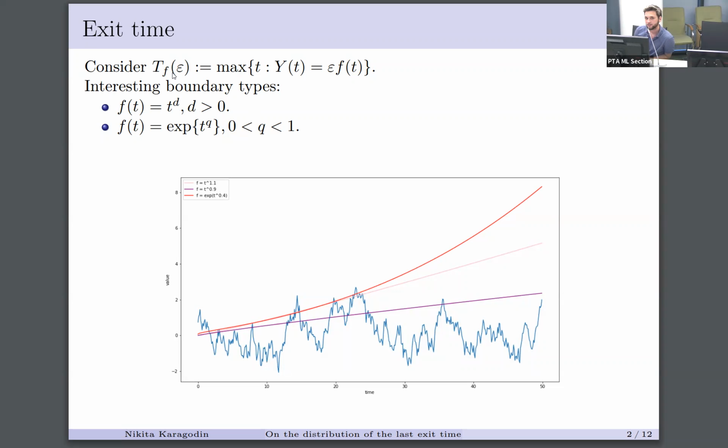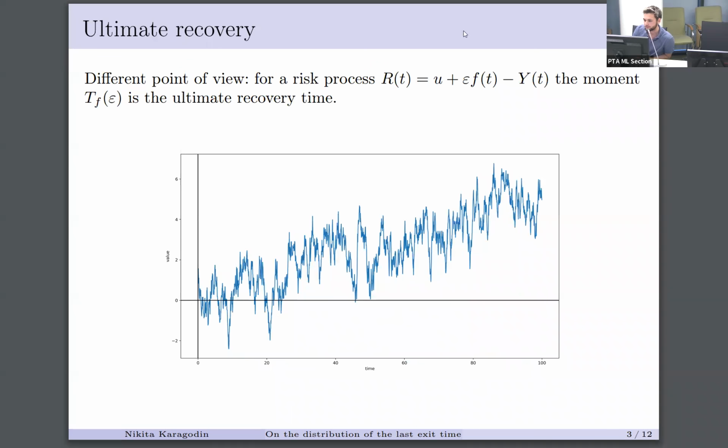But actually, a question like that is considered in the following setting. Imagine I will draw it in a bit different way. Imagine that you have a process defined like that: some initial condition u, which is just a number, plus epsilon times f of t, minus y of t.